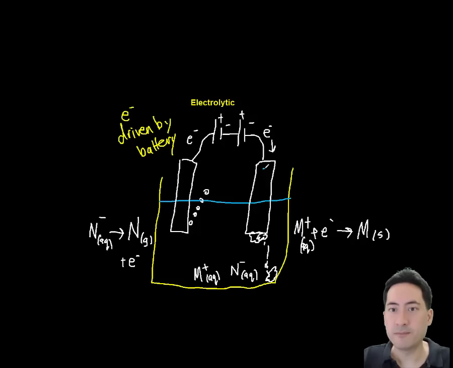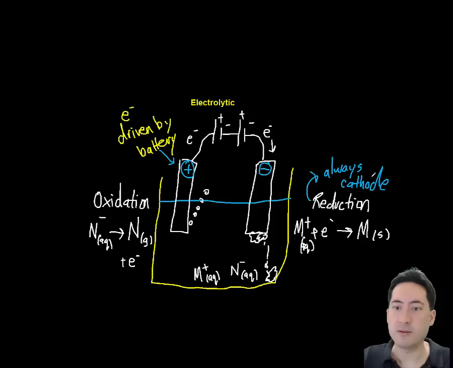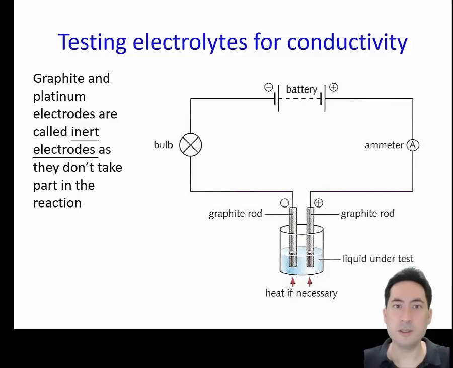So what you have here, then, you can label that one positive and negative because the battery is forcing that way through. You can show the electrons travel. You can see that on the right hand side it is gaining electrons, and so reduction is occurring there, and so that's the cathode. Reduction occurs at the cathode, so you can label the other one the anode, and then you have the finished product. You can also use this to detect for conductivity.